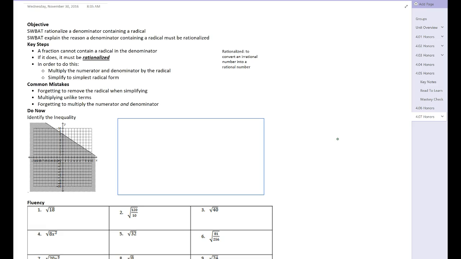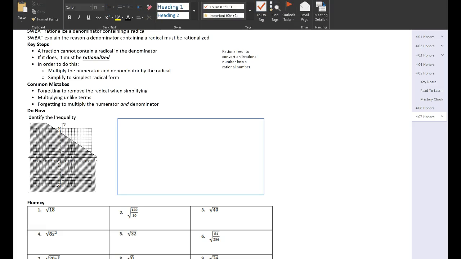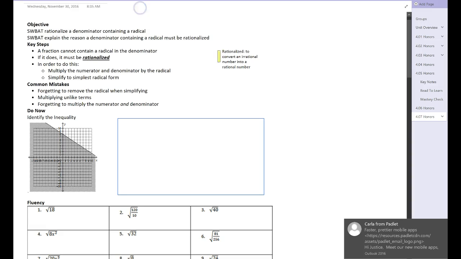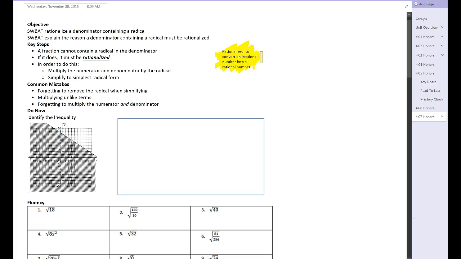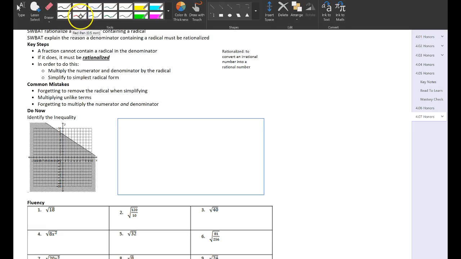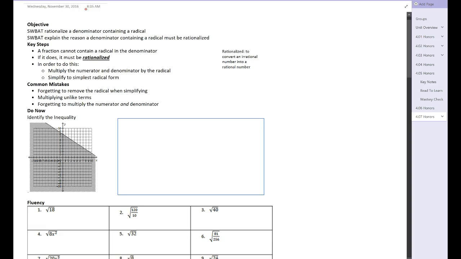Now the key steps here: a fraction can never contain a radical in the denominator. If there's a radical anywhere in the denominator, we need to rationalize it. Now rationalizing means to convert an irrational number into a rational number. So rationalizing means converting it from that irrational state into a rational state through some mathematical manipulation.